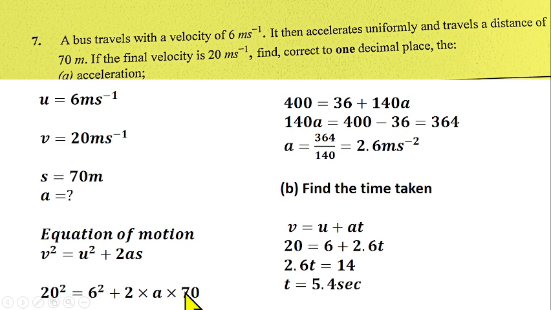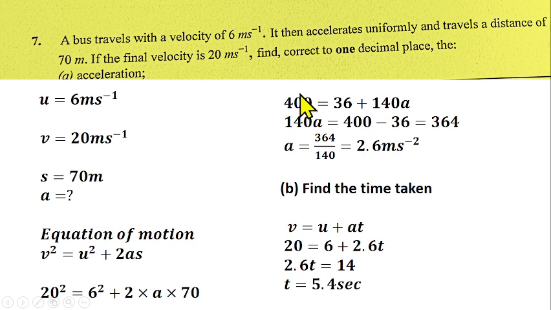Then from there, 2 times 70 will give us 140. 20 squared will give us 400. 6 squared will give us 36, plus 140a. Collect like terms. We have 140a equals 400 minus 36, and that should give us 364. You can divide both sides by 140, and that gives us acceleration to be 2.6 meters per second squared. So that's the acceleration at which the bus was traveling.